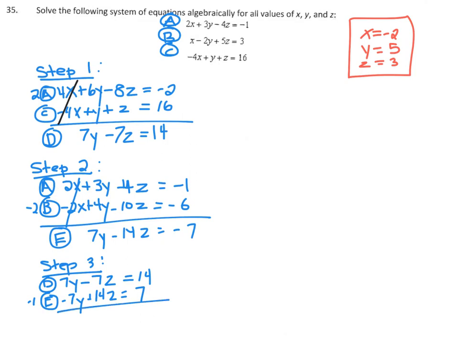All right, so now if we add these up, the y's cancel off. Negative 7z and a positive 14z combine to give us positive 7z. And then 14 plus 7 is 21. So now we could solve for z. If we divide both sides by 7, we wind up getting z equals 21 divided by 7 is 3. So we get z equals 3.